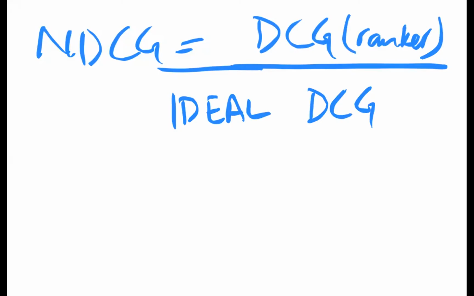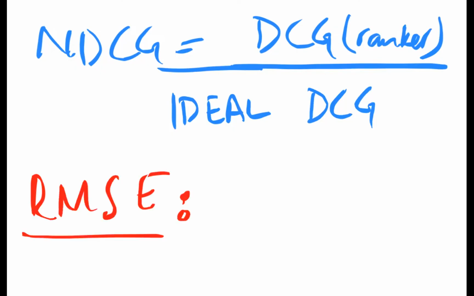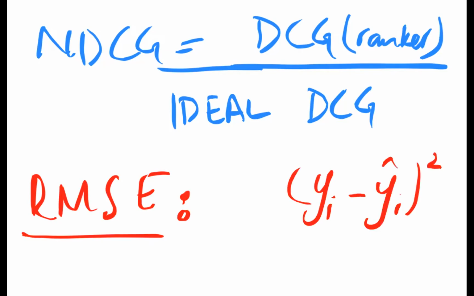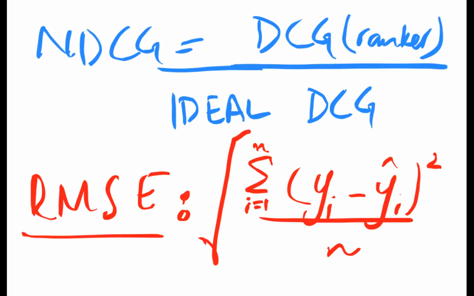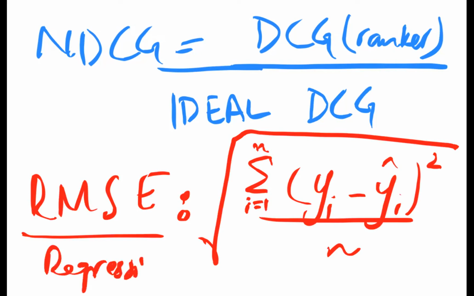Now, quickly, there are other evaluation metrics which are also quite cool. For regression, we use the RMSE metric, root mean squared error. It is the ground truth minus the prediction, and you take the square of it, sum it and divide by n, and then you take the square root. So that would be for regression. That's from the evaluation metric side.